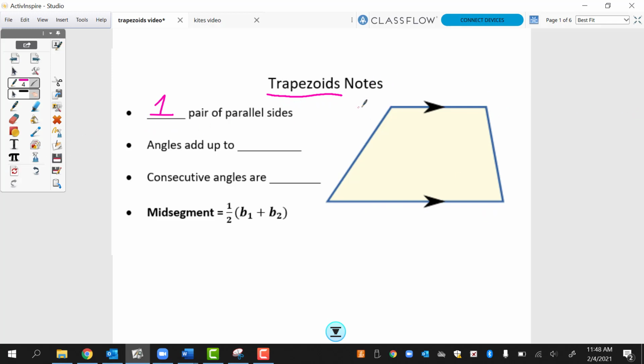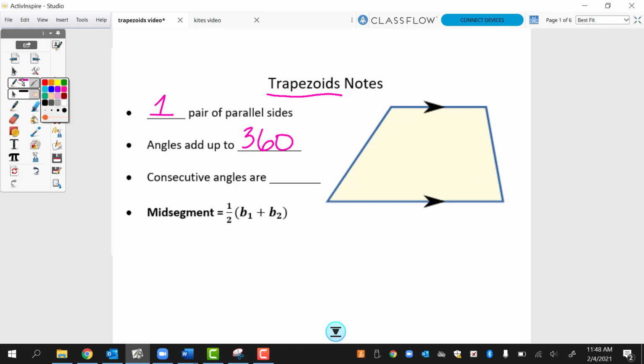So we need to know specific properties about these trapezoids, and we need to use them to solve problems. So the first thing we need to know is all 4 angles in the shape are going to add up to 360. We know that. We wrote that in our chart, okay? All 4 angles are going to add up to 360.